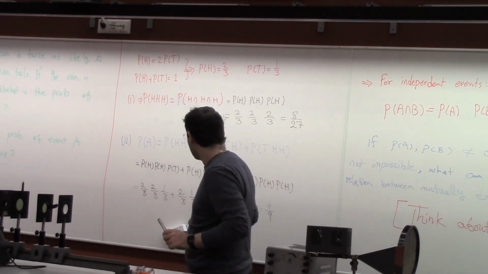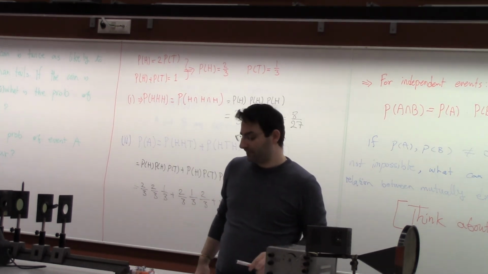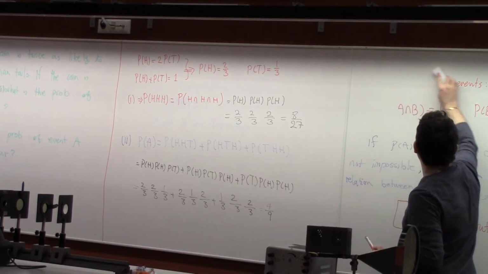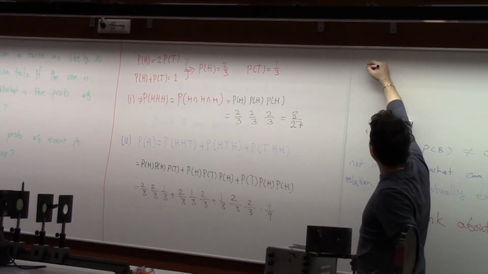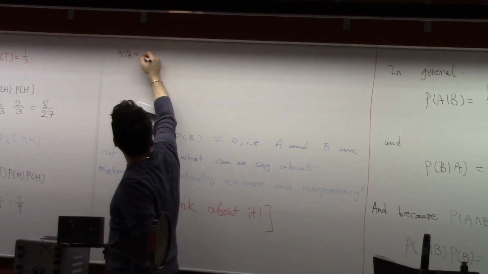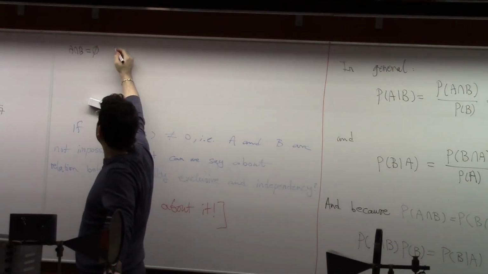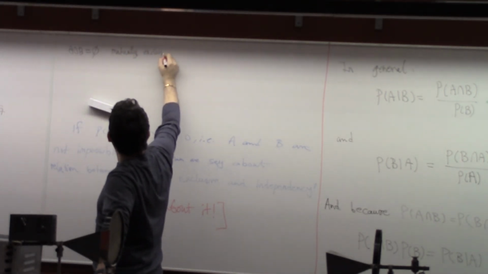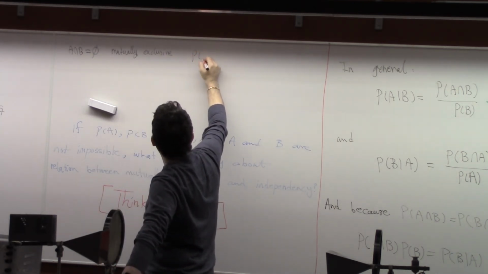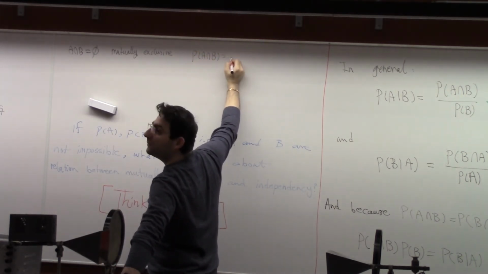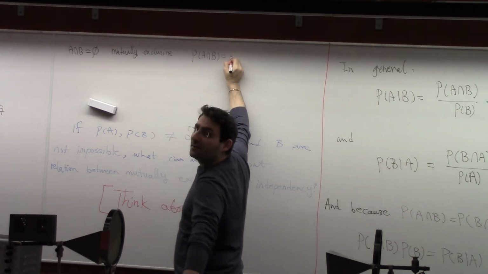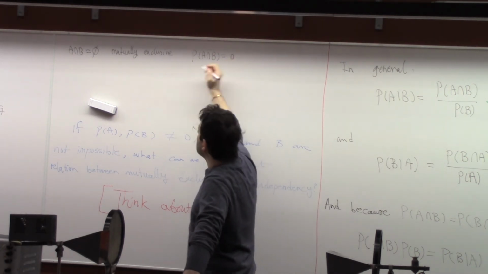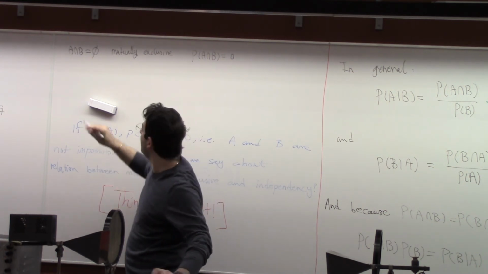Now, if two events are mutually exclusive, it means the intersection is empty, right? So it's mutually exclusive, which means that the probability of A intersected by B is equal to 0, because the intersection is empty. The probability of empty is 0.